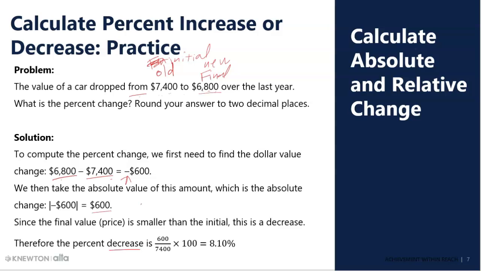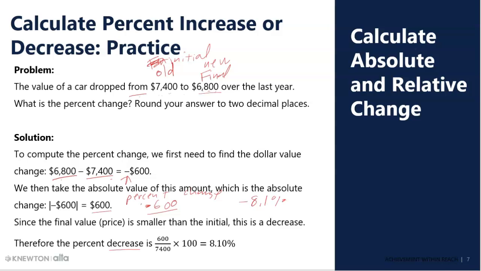That's okay as long as you use the word decrease here. I kind of like to do the percent. If you're just doing percent change, I like to do the negative 600 divided by 7. Then that gives me a negative 8.1%, and that tells me it goes down.